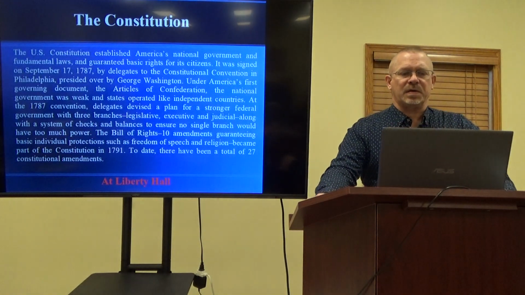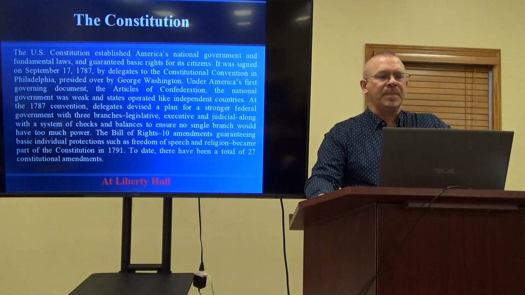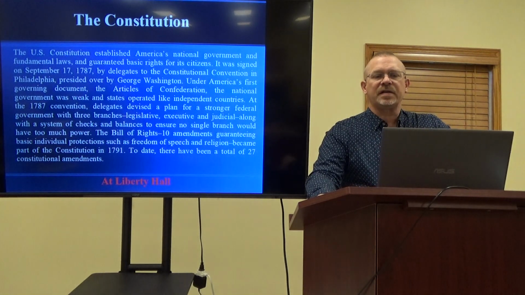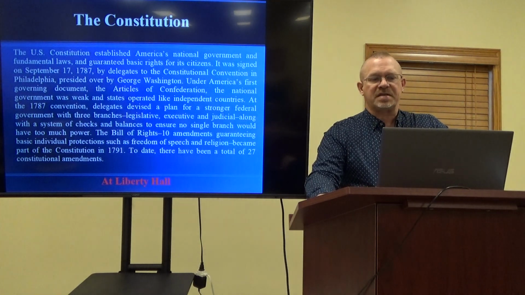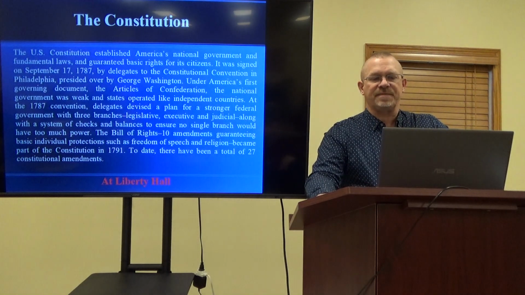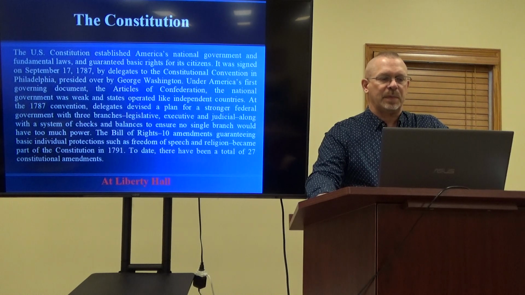Let's do a little history on it. The U.S. Constitution established America's national government and fundamental laws and guaranteed basic rights for its citizens. It was signed on September 17, 1787, by delegates to the Constitutional Convention in Philadelphia, presided over by George Washington. Under America's first governing document, the Articles of Confederation, the national government was weak and states operated like independent countries. At the 1787 convention, delegates devised a plan for a stronger federal government with 3 branches, legislative, executive, and judicial, along with a system of checks and balances to ensure no single branch would have too much power.